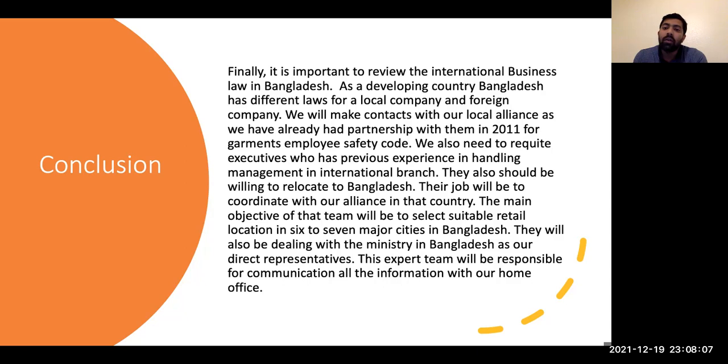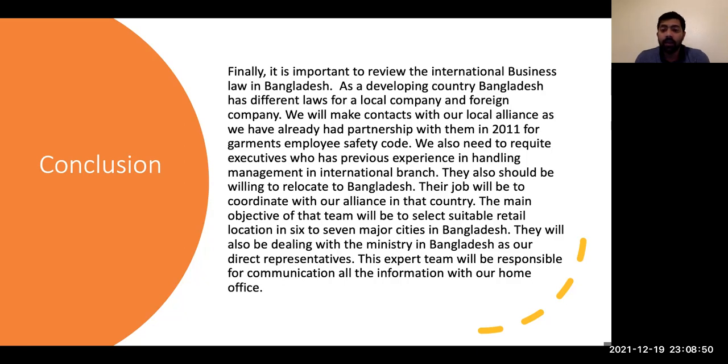So we'll contract with the local alliance, as we already had a partnership with them in 2011 for the Garments Employee Safety Code. We will need to recruit executives who have previous experience in handling management and international brands. They also should be willing to relocate to Bangladesh, and their job will be to coordinate with the alliance in that country. The main objective of that team will be to select suitable retail locations in 6-7 major cities in that country. They will also be dealing with the ministry in Bangladesh as our directive representatives.